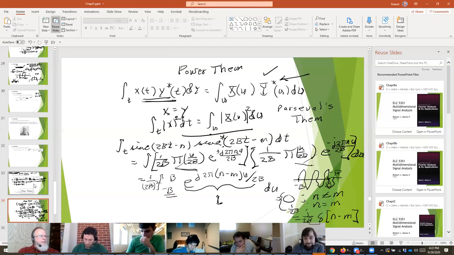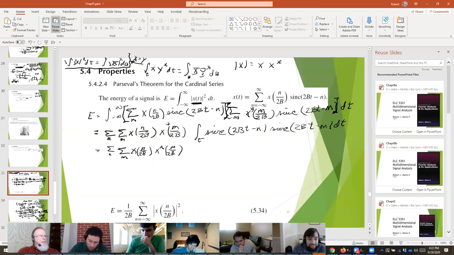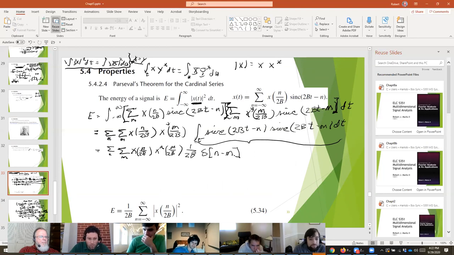So with that, let's go back to here. And we just showed, with all the stuff that we did using the power theorem, that this is equal to 1 over 2b times the Kronecker delta, n minus m. There's two ways we can do this. Let's do it with the m here.